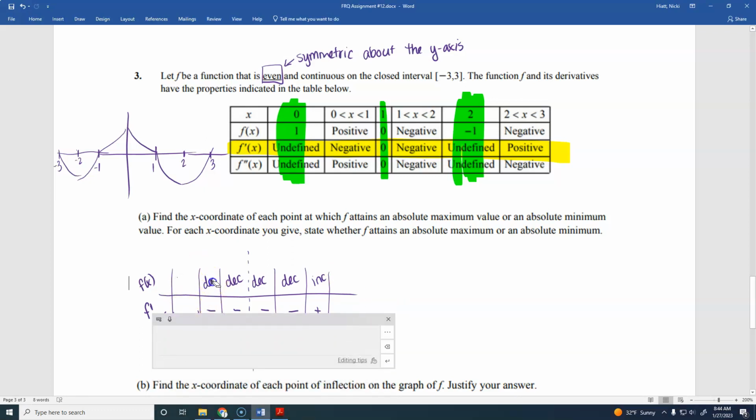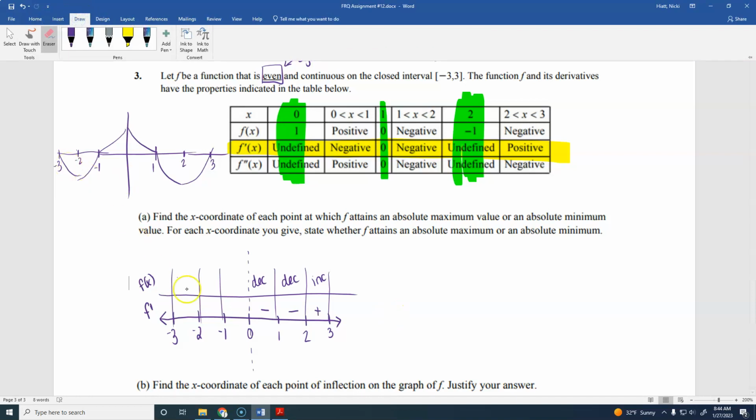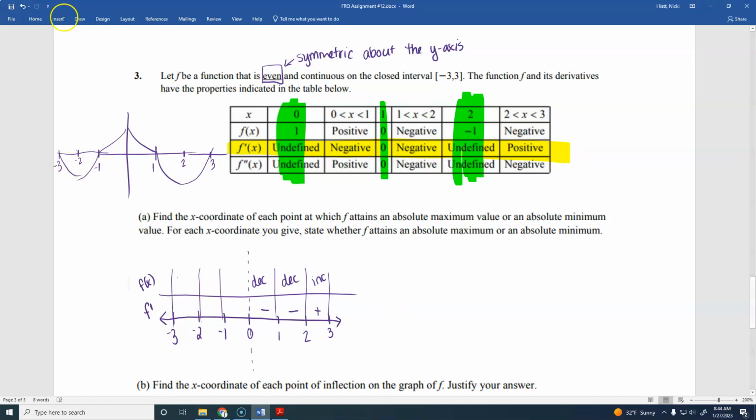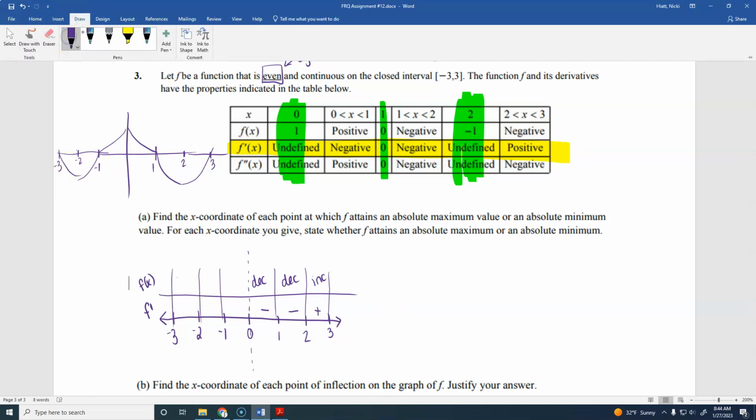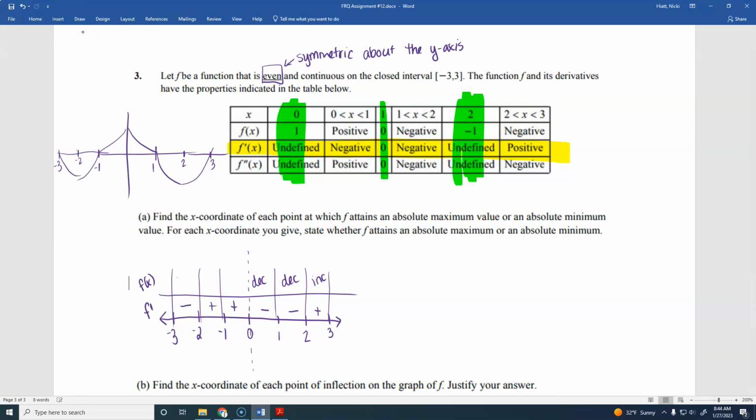Let's get rid of this. My other side is wrong. All right, so we would see negative here. We would decrease here, positive, positive, so we would decrease, increase, increase.